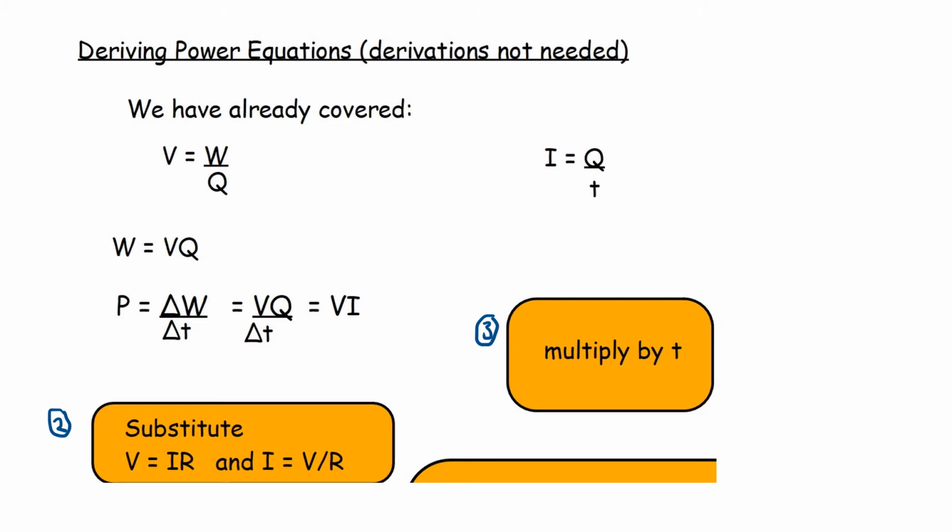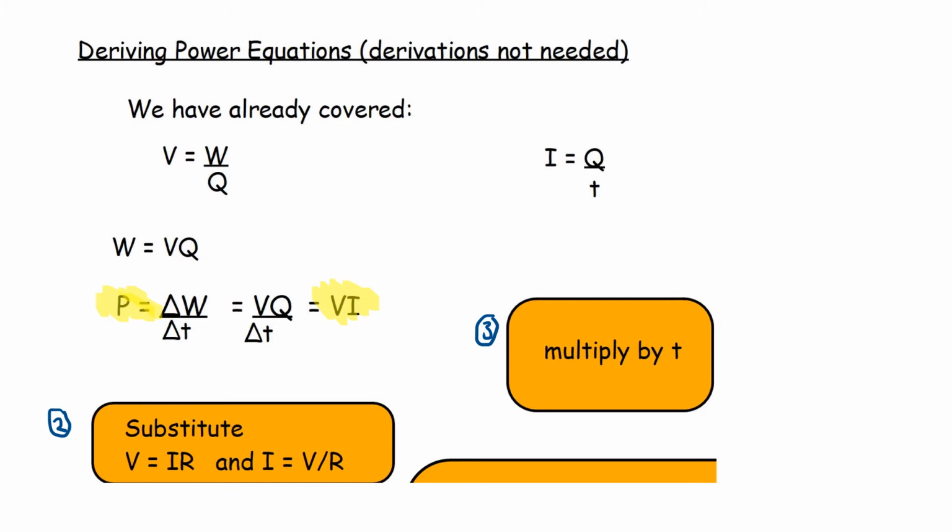So we get power equals VQ over T. I've just written VQ instead of W. VQ over T is equal to VI because Q over T equals I. So we have our first equation for power. Highlighted in yellow here, we can see that power equals V times I, potential difference times current.